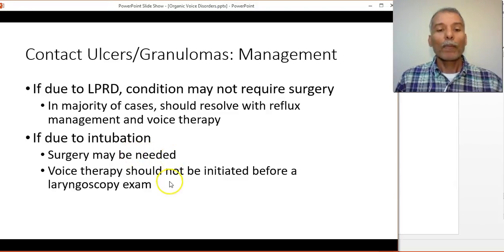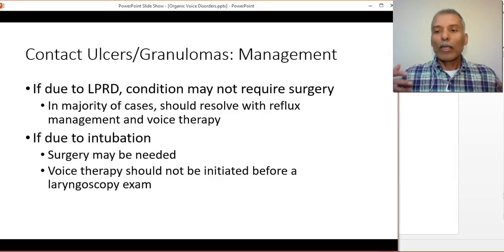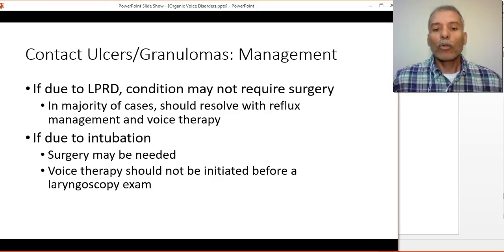However, voice therapy should not be initiated before a laryngoscopy exam. So the patient goes and has a surgery, and then they come back. And they will be told, of course, you need to go on vocal rest for this number of days, and things like when you are sitting and going to stand up, do not do this. You need to stand up without putting effort or without holding your breath.